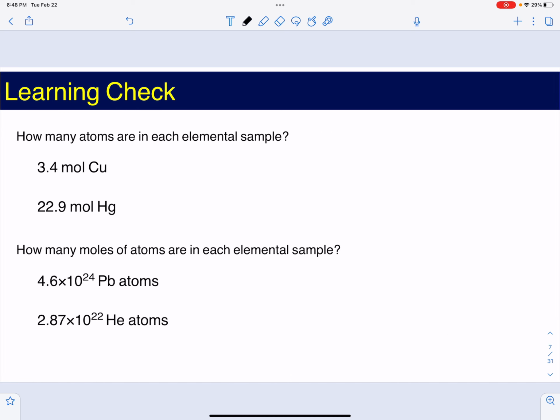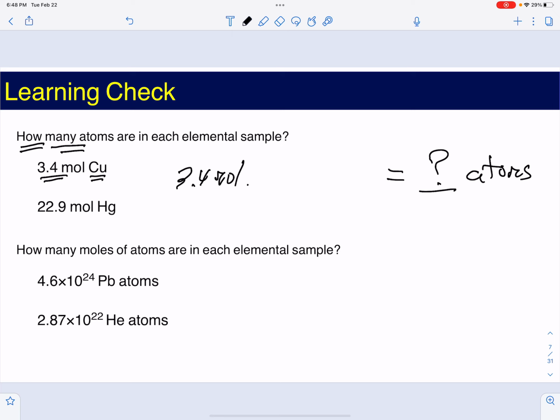So let's start with this. How many atoms are in each elemental sample? So we got this element, copper, and we have this many moles. And it's asking, this is the question, always find what the question is, how many atoms? So I want to know how many atoms. That's what I'm looking for, how many atoms. Given what? Given 3.4 moles of copper. Dimensional analysis, you don't have to think much, right? Whatever you don't want goes at the bottom, so you can cancel it. Whatever you want goes on top, the number of atoms.